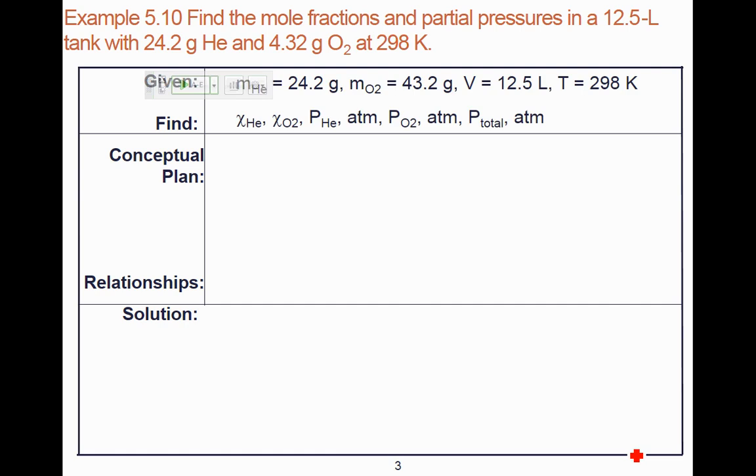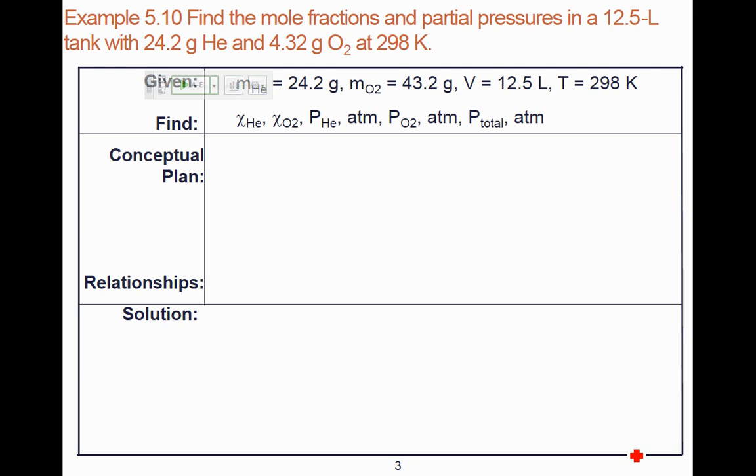So what we want to find is our mole fraction of He. That's just our moles of He divided by our total moles. Our mole fraction of O2, that's just our moles of O2 divided by our total moles. And then our partial pressures.